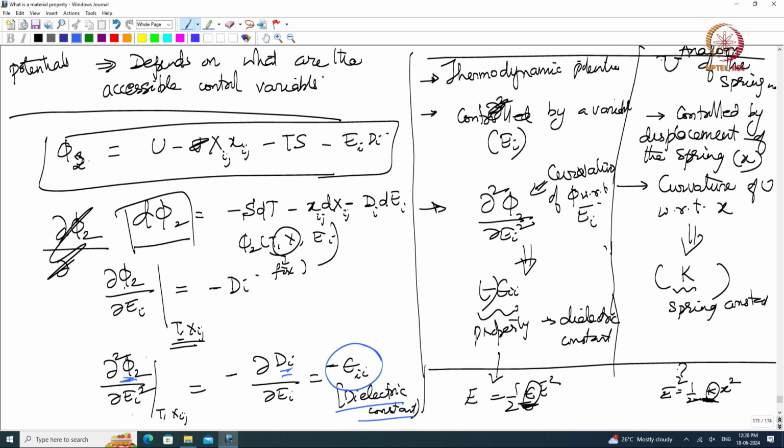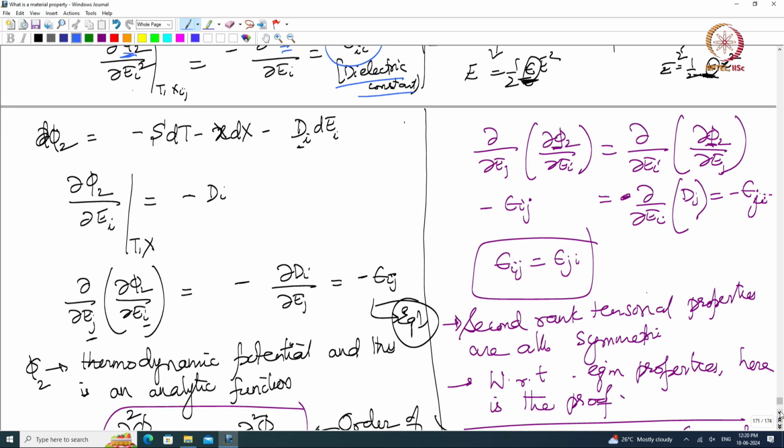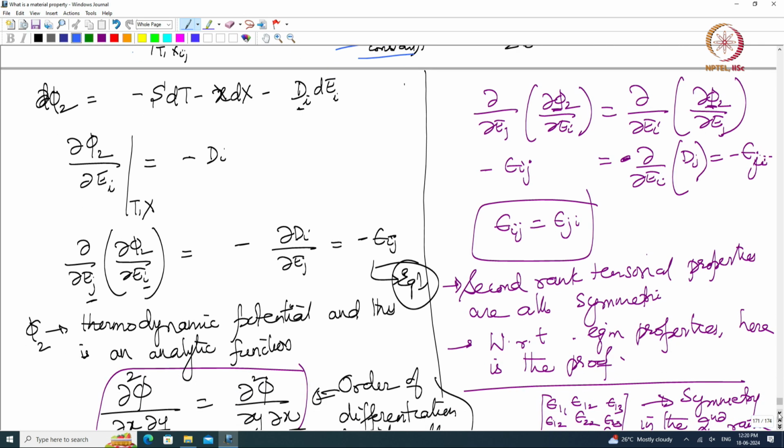So we drew an analogy between the thermodynamic potential and the spring constants. Both of them actually store energy, and this energy is thermodynamic energy. So this is energy that is stored and not dissipated.